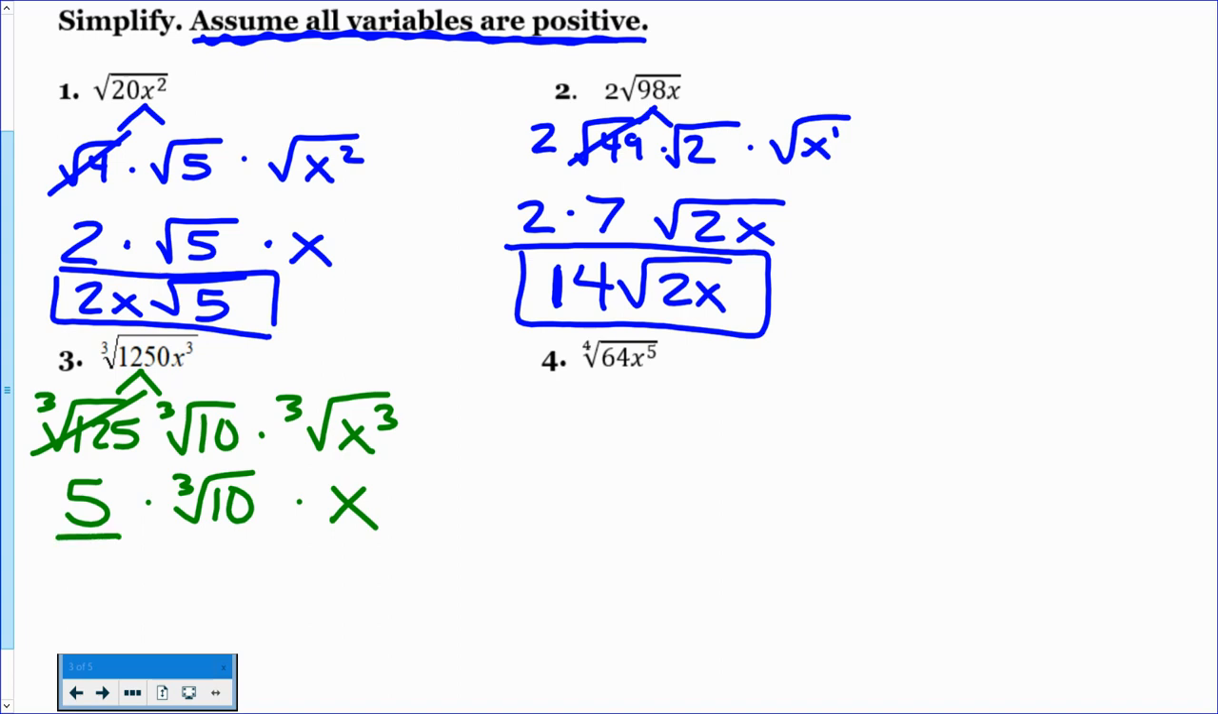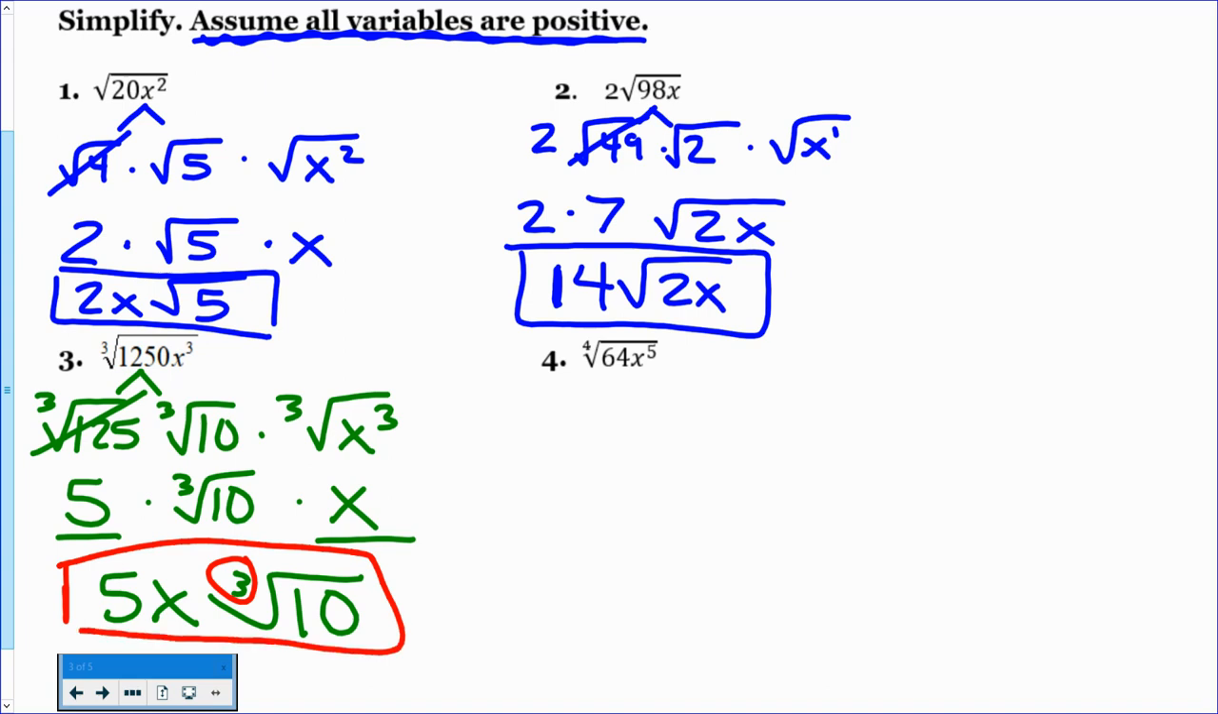Everything that is outside of a radical comes to the front, and then I will do the cube root of 10. Now be very careful. If all you do is just put in a square root, it's going to be marked wrong in Math Excel. You will need to change that index. So make sure you're paying attention to when you are typing that in.